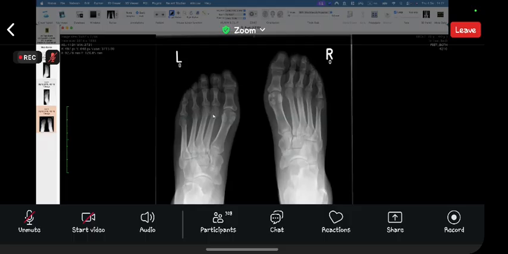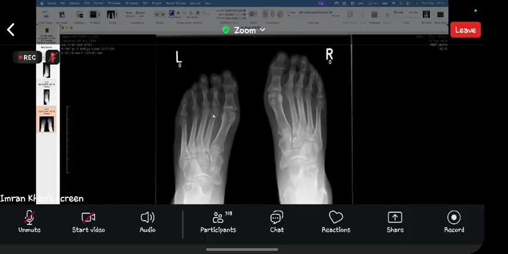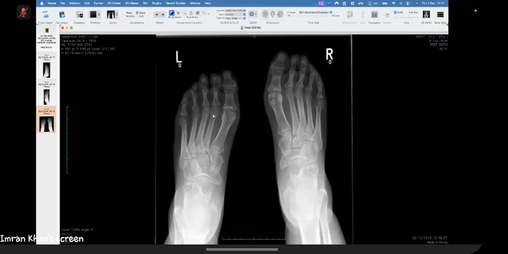So, considering these findings, I would like to know the age of the patient. 60 years old. Okay, so here's a tip. Okay, stop. Yes, sir. Here's a tip. Okay, you've asked a question. Let me answer the question.